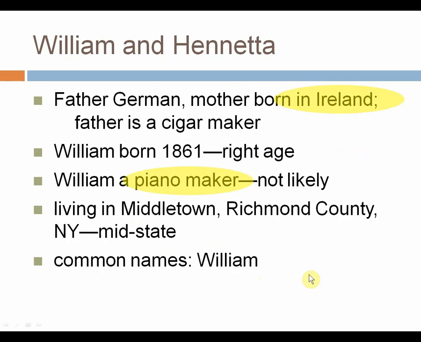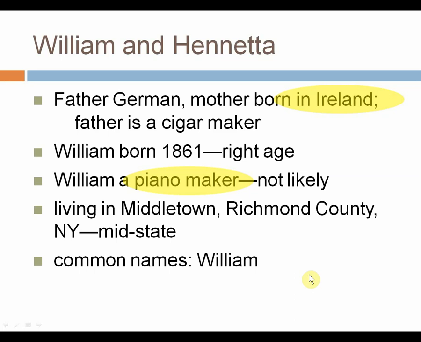Next we have William and Hennetta. The father is German, but the mother was born in Ireland, which really crosses that one out. That's just not possible. My family was very consistent that both of William H. Rudolph's parents were born in Germany. He is the right age, though, 1861, but he's working as a piano maker. This just is not a really likely introduction to being a journalist. They're living in Middletown, Richmond County, New York. That's about mid-state. It's pretty far away.